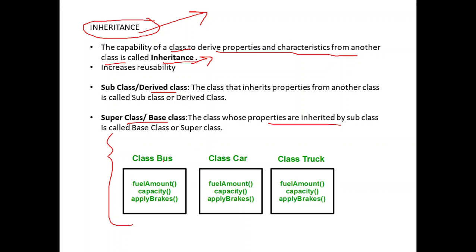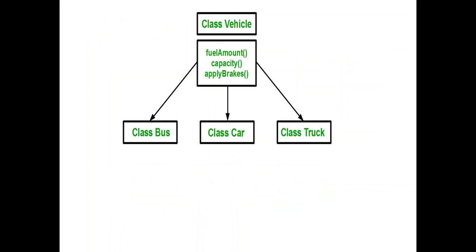We know that bus, car, and truck will all have properties like fuel amount, capacity, and apply brakes, right? But these three are different entities, different types of vehicles. So we will group them together in a base class known as the class vehicle, which has the properties like fuel amount, capacity, apply brakes. And from this, three derived classes: bus, car, truck.